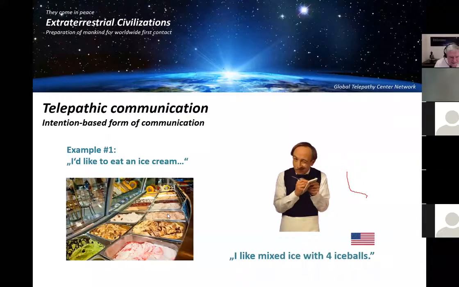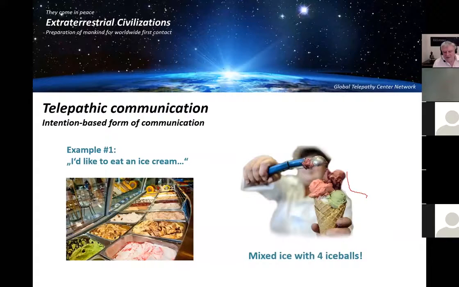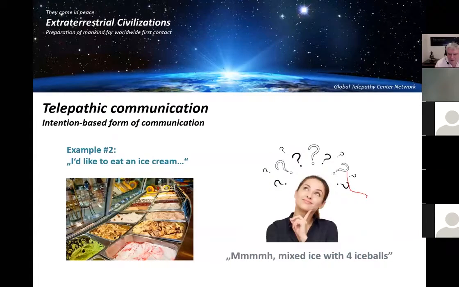Then she decides on 4 ice cream balls, and she orders, I would like mixed ice with 4 ice balls, and she is doing that in English, right? So she orders that, and she receives the 4 ice balls with mixed ice. So far, so good. Now let's move forward.